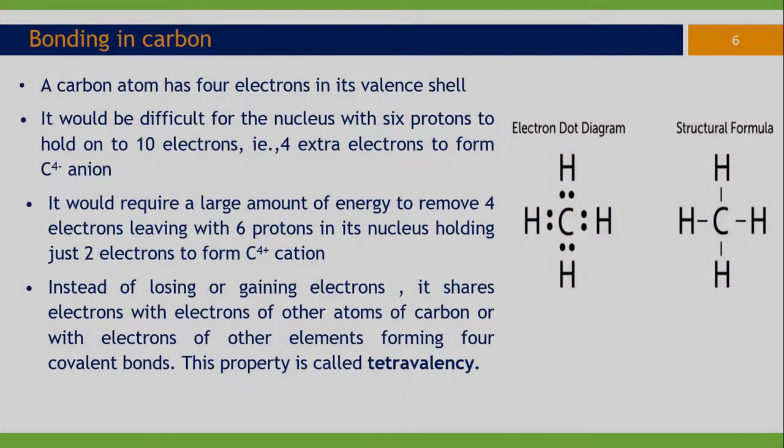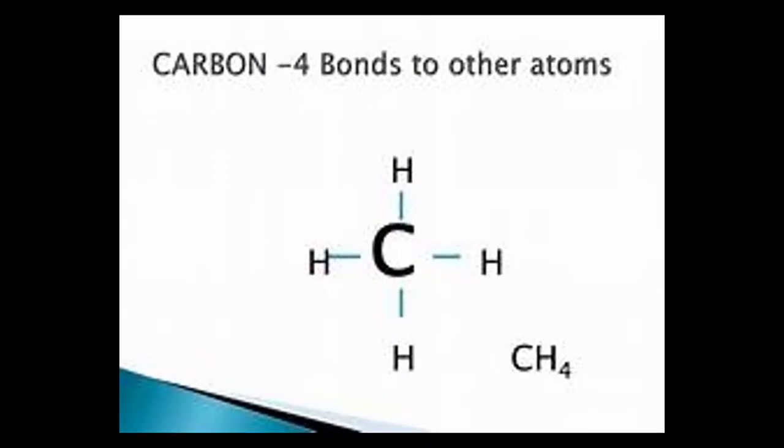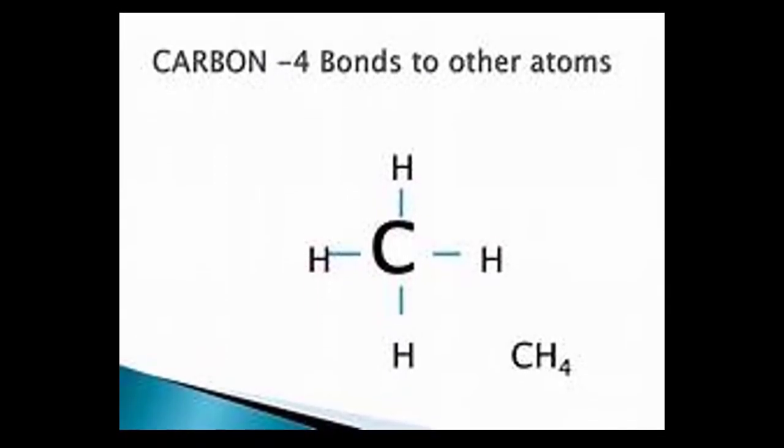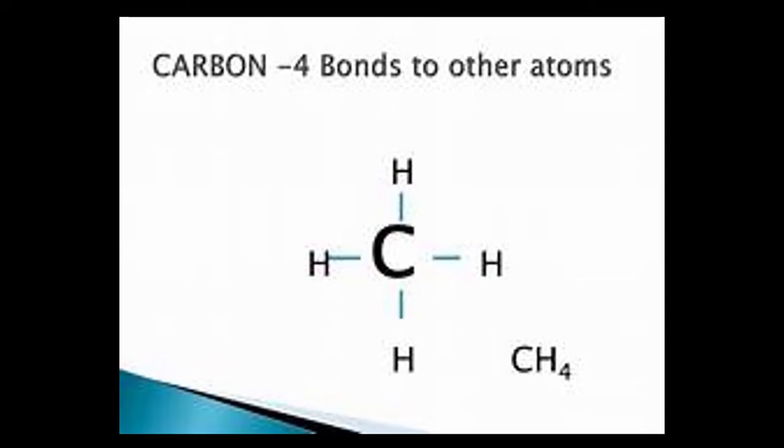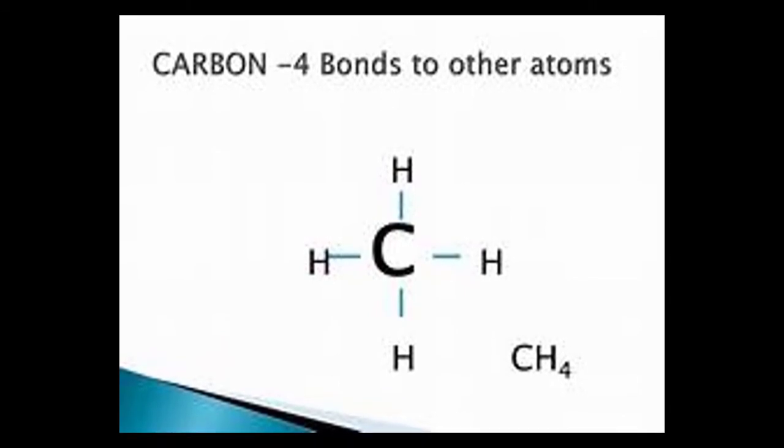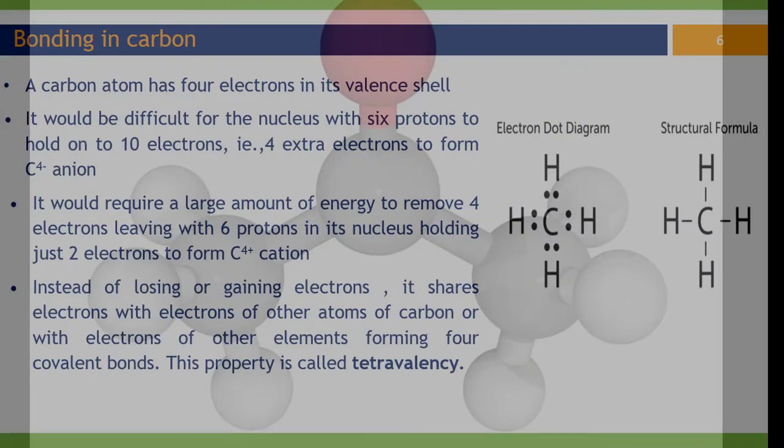Bonding in carbon. A carbon atom has 4 electrons in its valence shell. It would be difficult for the nucleus with 6 protons to hold on to 10 electrons, that is 4 extra electrons, to form a C4- anion. It would also require a large amount of energy to remove 4 electrons, leaving the 6 protons in its nucleus holding just 2 electrons to form a C4+ cation.